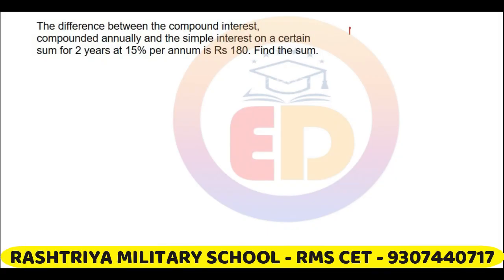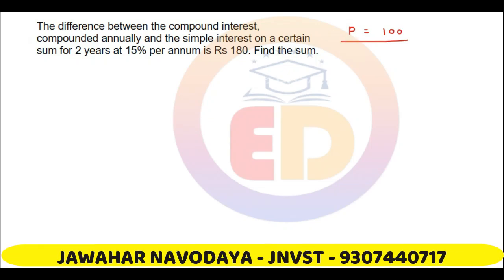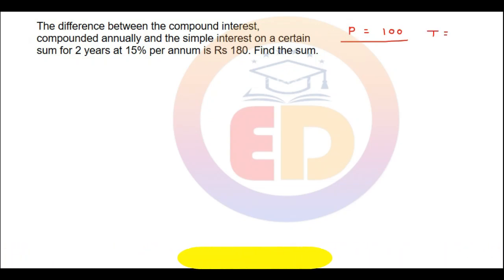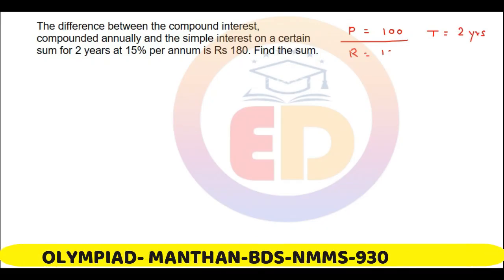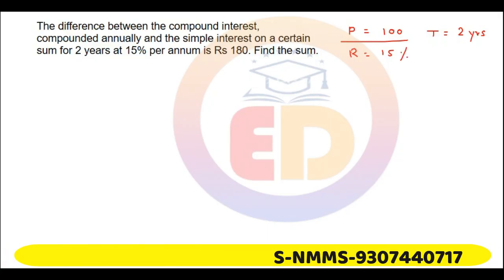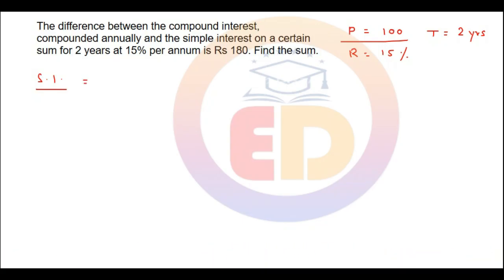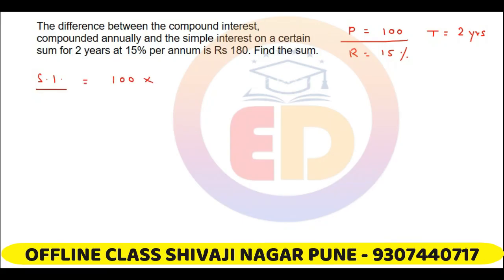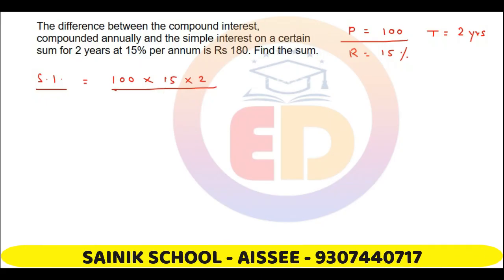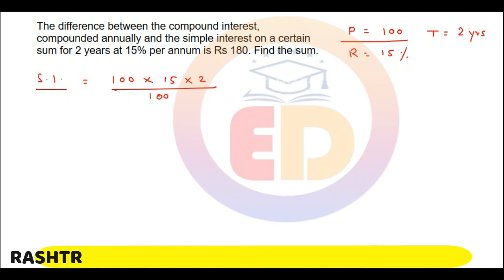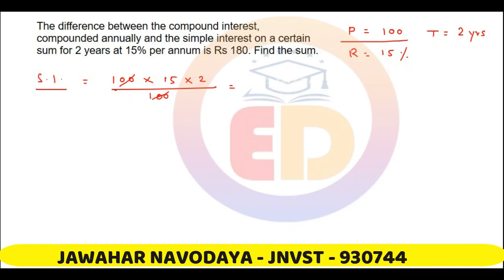Using the principal as 100, let us frame the equation for both simple interest and compound interest. The time period is 2 years. The rate of interest is 15%. The simple interest will be principal, which is 100, multiplied by rate, which is 15, multiplied by time, which is 2, upon 100. This is the simple interest. If you solve this further, you can cancel 100 and 100. My simple interest is rupees 30.